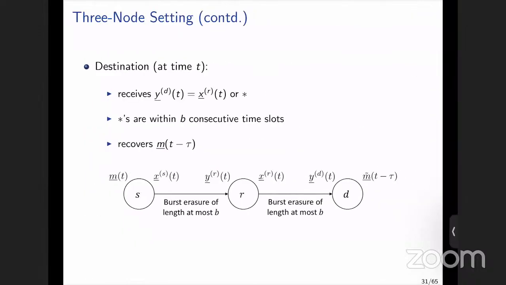So this is the complete figure. The source will take in M of T. It will produce a coded packet XS of T, which will be sent to the relay. The relay will receive YRT, which will be either XS of T or a star. Then the relay will do some computations and produce XR of T, another coded packet, which will be sent to the destination. The destination will receive YDT, which will be either XR of T or a star. Then at time T, the destination will attempt recovery of M of T minus tau.